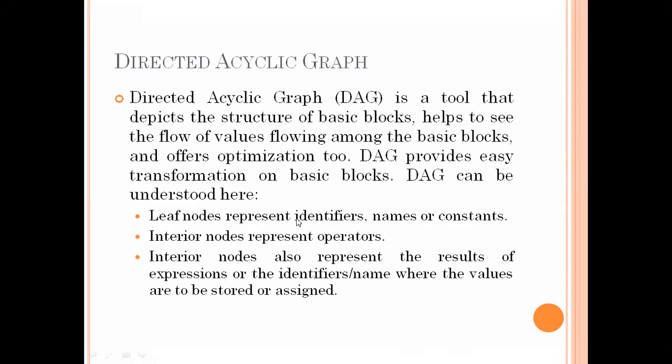Leaf nodes are represented as identifiers, names or constants. Interior nodes represent operators, that is plus or star or minus; these are known as operators. Interior nodes also represent the result of the expression. The third one is that the result of an expression is also known by the root node itself. So see here where the result of A plus B is contained: A plus B is contained in T0.